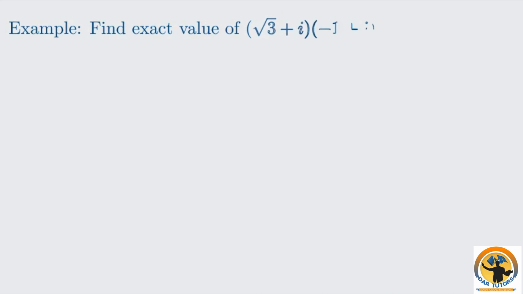Let's work through an example of complex multiplication using polar form. This illustrates how to convert to polar form, multiply, and convert back to Cartesian form to verify the answer. The problem is to find the exact value of the product (root 3 + i)(-1 + i), using polar form. Let's first convert both numbers, which we'll call z1 and z2, to polar form.